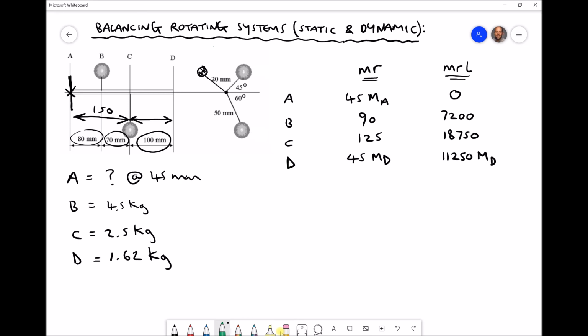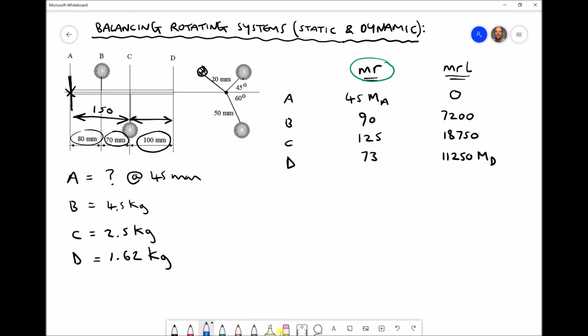Okay, so in order to determine mass A then, we're going to construct a second vector diagram, except this time we're going to construct the vector diagram for mass times radius, as we did in the previous tutorial. We can now make one update to our table as well, because we know that the magnitude of MD is 1.62, and 45 times 1.62 equals 73, accurate to the nearest whole number. So I'm going to replace 45 MD with our known value now of 73.